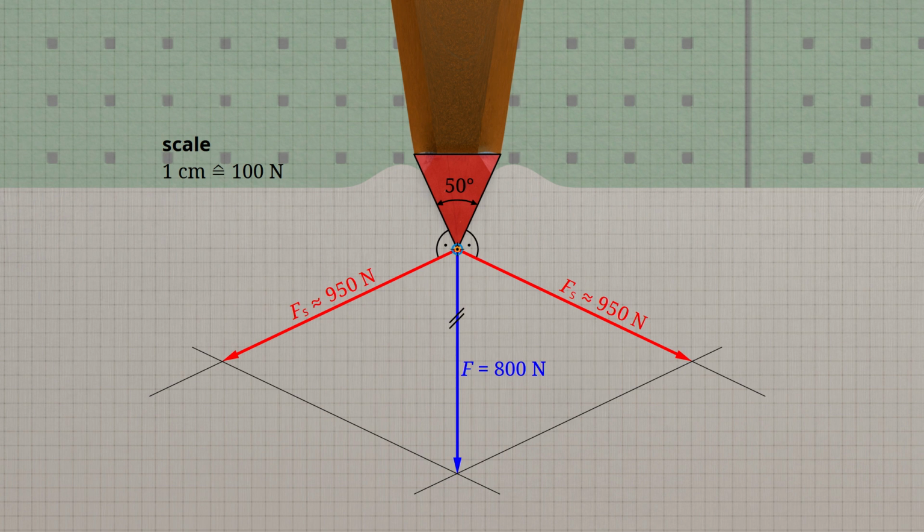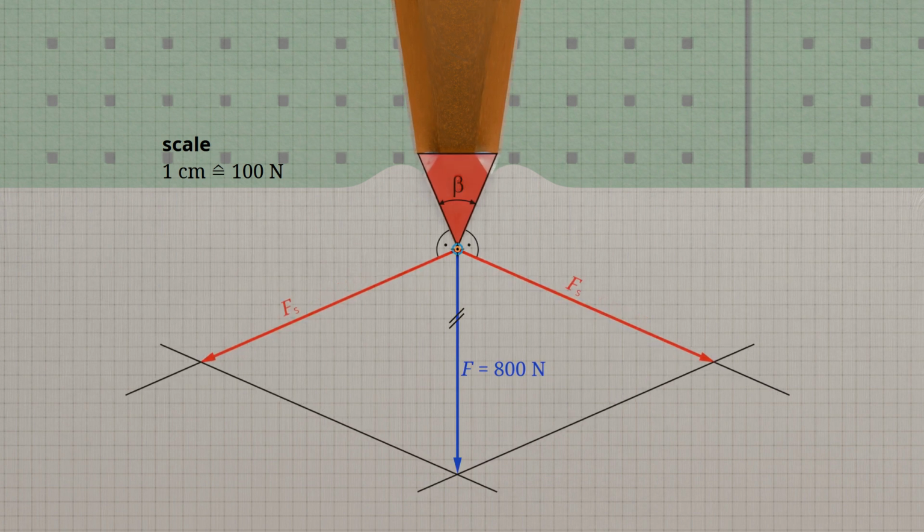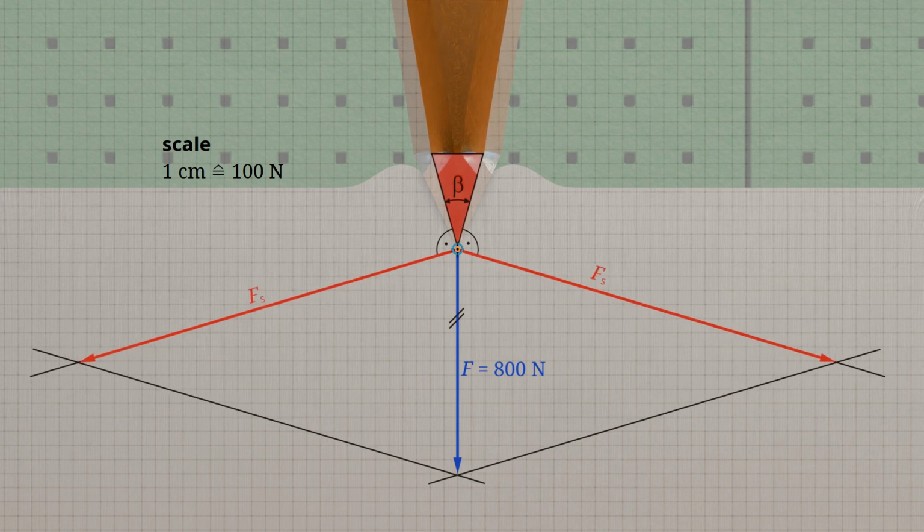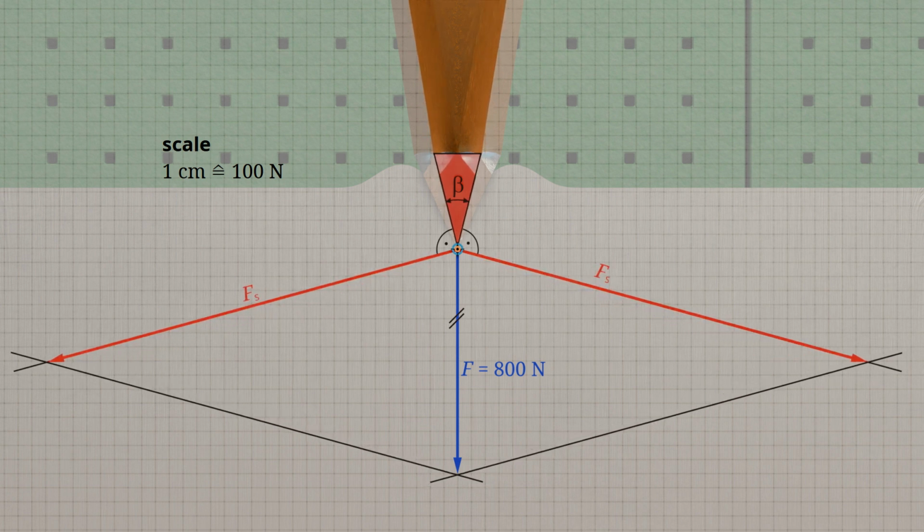This graphical method also illustrates how changes in the wedge angle affect separation forces. A smaller wedge angle causes the force directions to become flatter. Assuming the same applied force, the intersection points move further outward, increasing the separation forces. Reducing the wedge angle from 50 degrees to 30 degrees increases the separation forces from 950 to approximately 1,550 newtons. This correlates with daily experience.